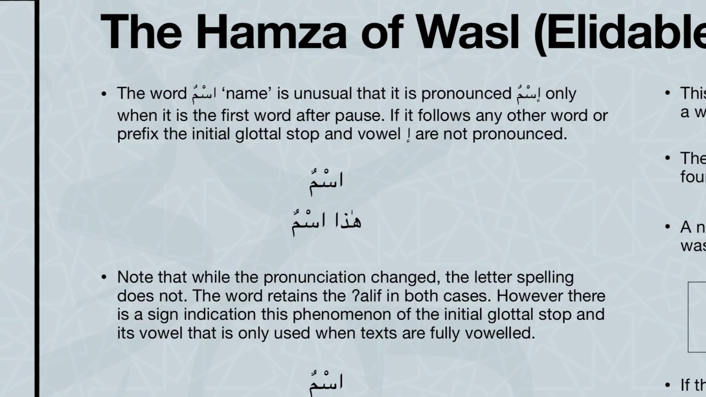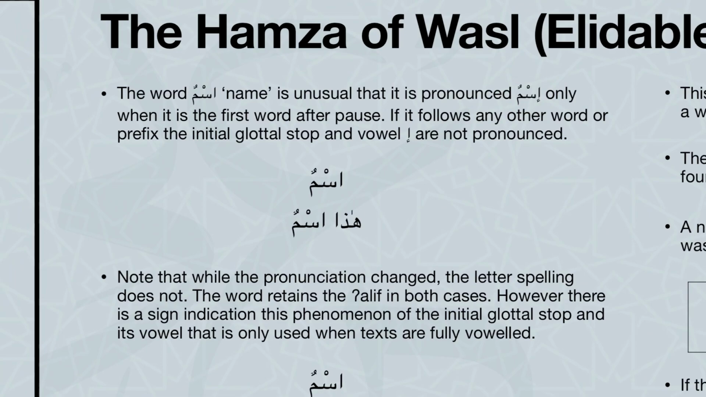So it's unusual that it's pronounced isim. If you actually hear it, it's isim. There is a glottal stop. There is a hamza here, but this hamza is not written, and we only put an alif here. We put an alif and then we write it like isim.